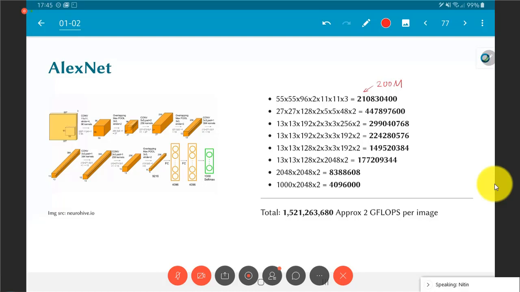So the interesting thing is, this is already 200 million, then 440 million and so on. You add everything up, it goes upwards of 1.5 billion, right? 1.5 into 10 power 9 floating point operations per image, right? I'm approximating it to about 2 gigaflops per image, right?